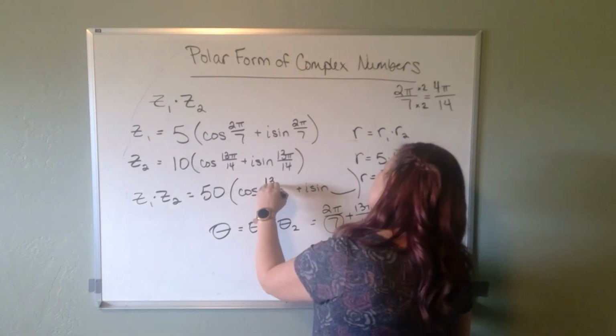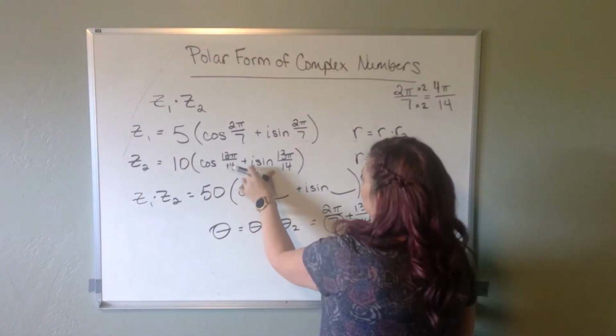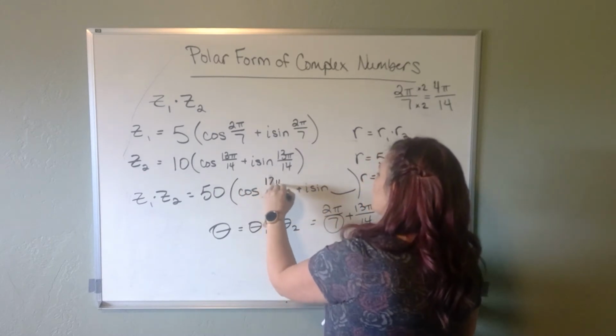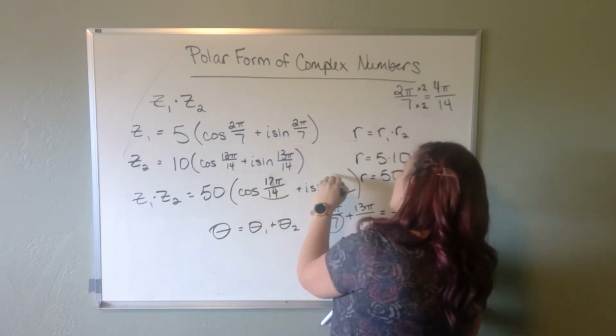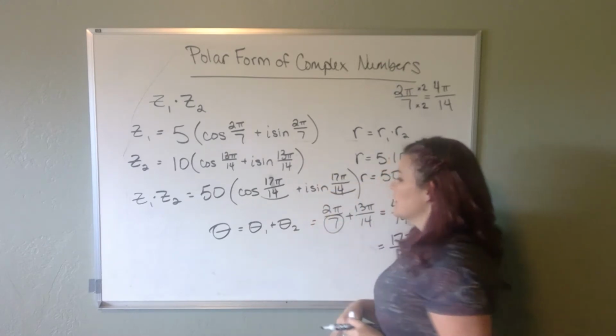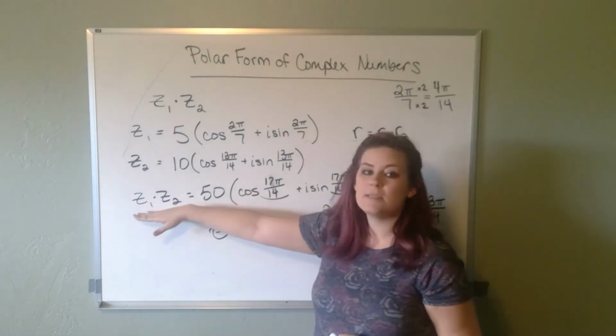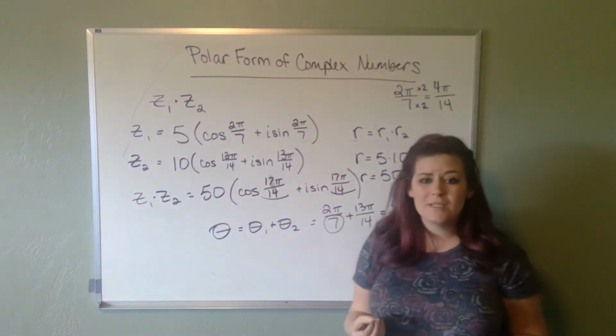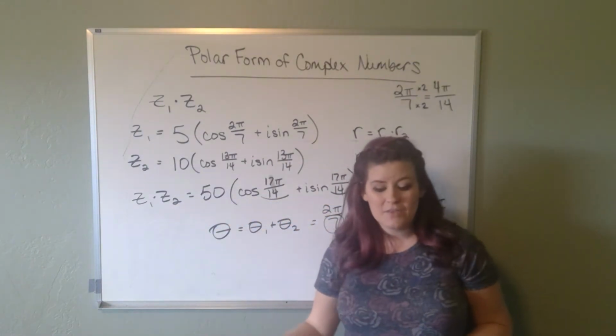Oh, I'm writing 13 again. Hold on. So your new theta is 17 pi over 14, and it goes in both places where theta goes. So this is z1 times z2. So easy. Multiply the r's, add the thetas.